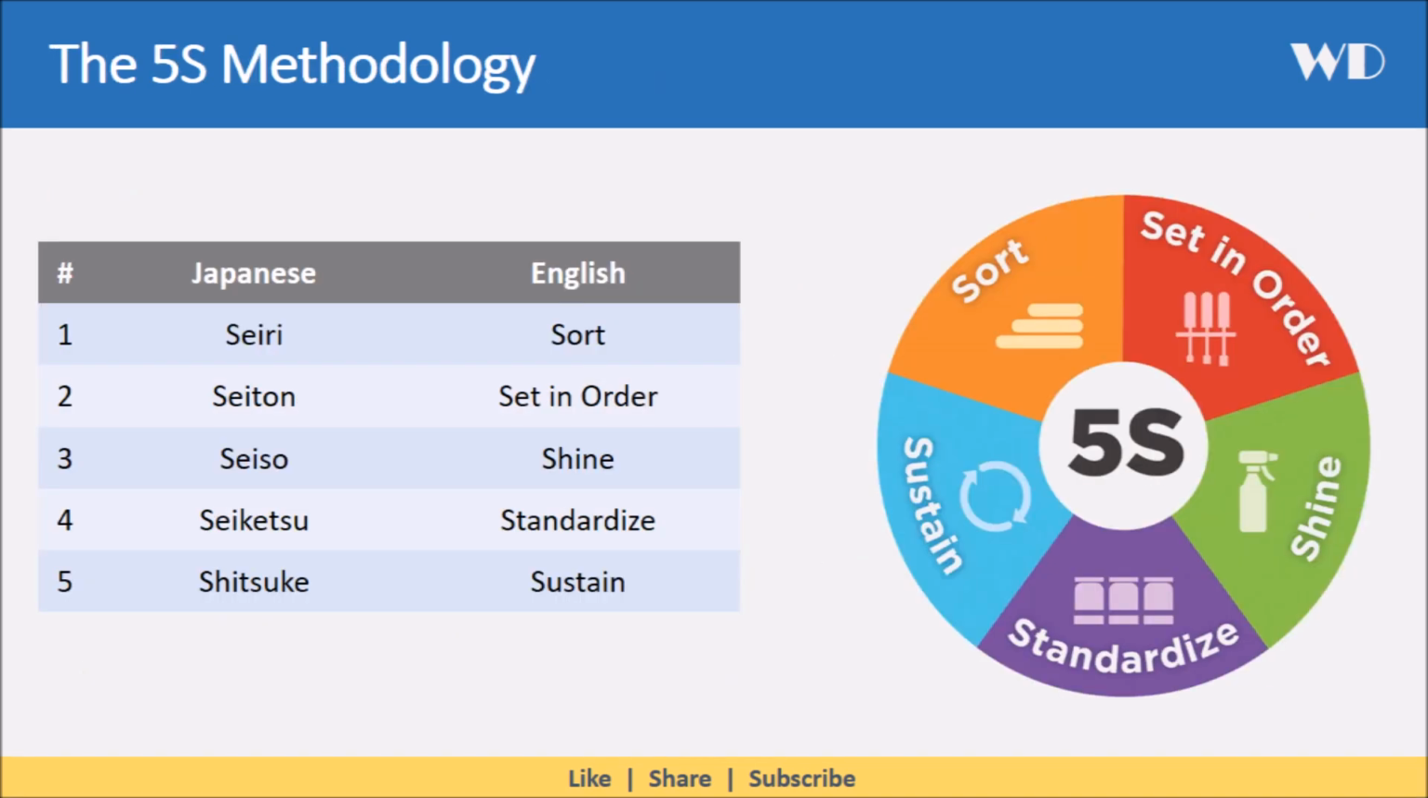In 5S, each S stands for sort, set in order, shine, standardize, and sustain. Let's understand each of them in detail.